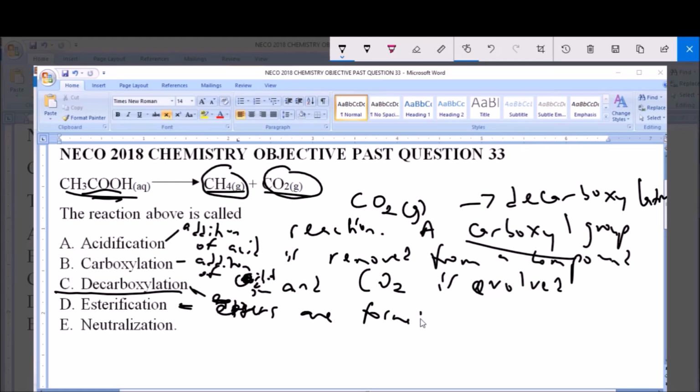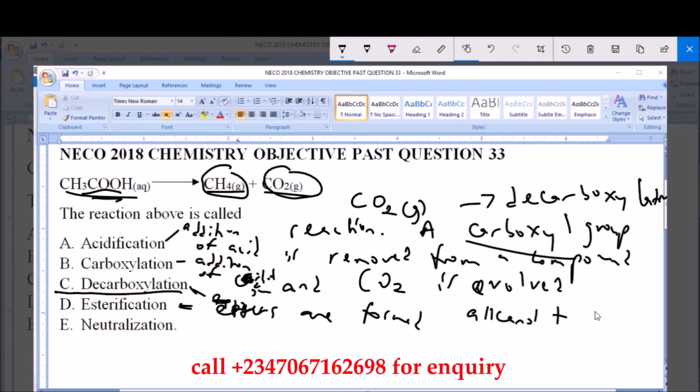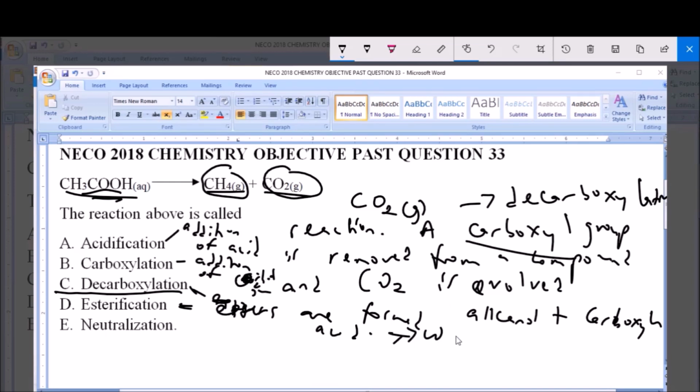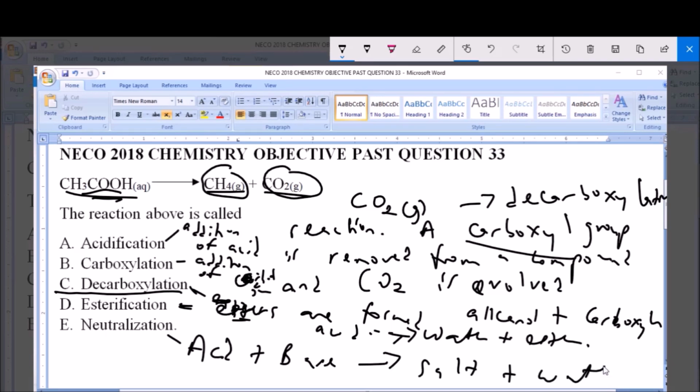Esters are formed as a result of reaction between alkanol and carboxylic acid to produce water plus this ester. Okay. And then neutralization is the reaction between acid and base to give salt and water only. So as you can see, decarboxylation involves removal of a carboxyl group to give CO2, carbon dioxide, which is what we have in the reaction.